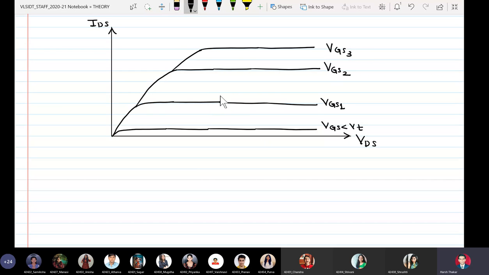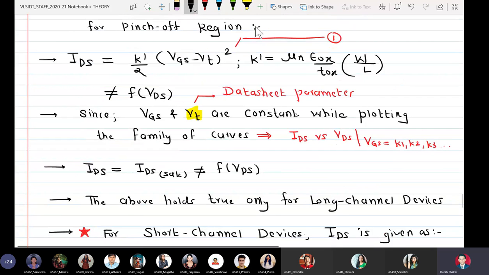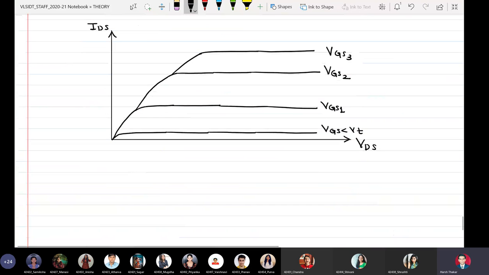This is the family of curves, and these black colored lines indicate equation number 1. As VDS increases, IDS still remains constant, but because of the channel modulation effect, what we get is this. Now the drain current no longer remains constant.